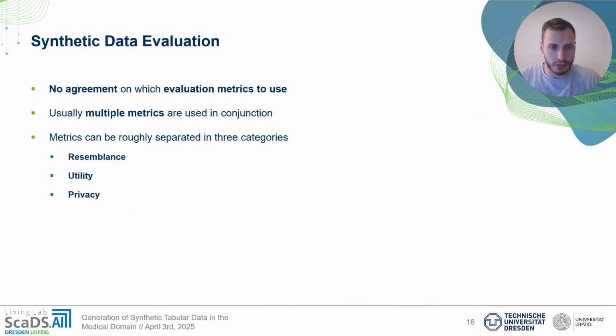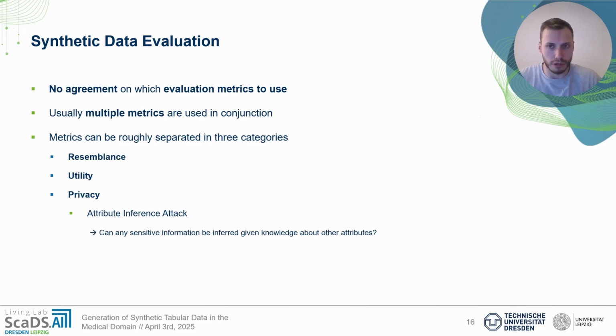And last but not least, we have privacy. For that, we can look, for example, at the attribute inference attacks. The idea here is that we have some certain knowledge about a patient from which we know that he was part of the training set. And now we have just some partial knowledge about him. For example, we know that it's a 91-year-old male patient. And can I infer other sensitive knowledge about this patient given the knowledge I already have?